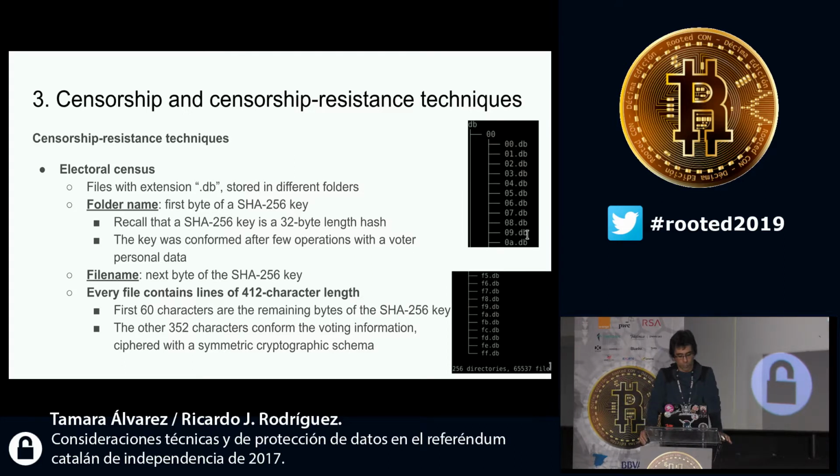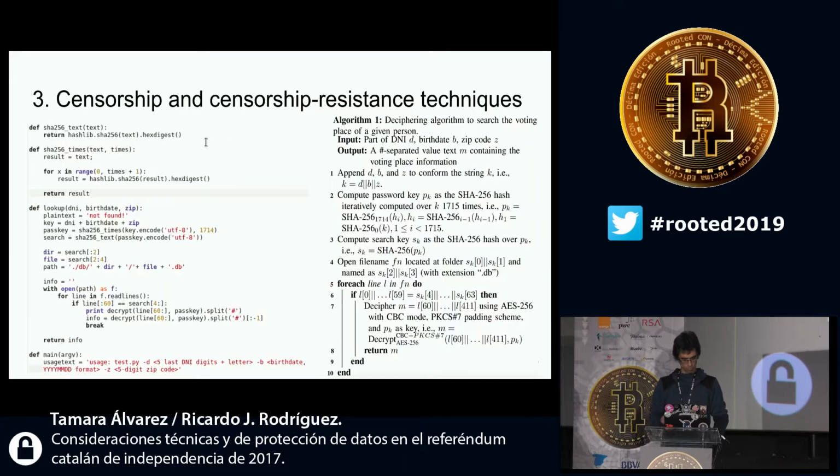Each file was just a long list of lines, and each line had 212 characters, and the first 60 characters are actually the rest of the bytes of that key that I have just referred to, and the other 352 characters were ciphered with a symmetric cryptographic schema, which contained the information about where they had to vote.